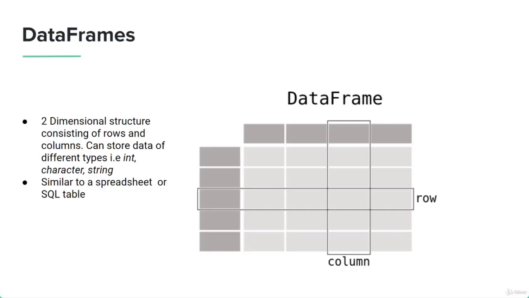Just like NumPy, Pandas gives us access to another data structure which we call data frames. This is a two-dimensional data structure which consists of rows and columns, and it can store tabular data of different types like int, character, or string. It is similar to a spreadsheet or a SQL table if you're familiar with that, but in simpler terms, it's just easy to remember that it has rows and columns and is mostly used to represent tabular data.